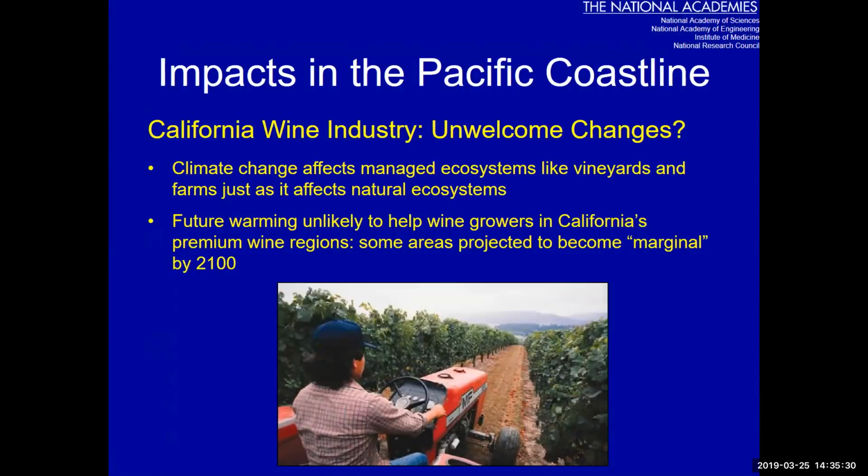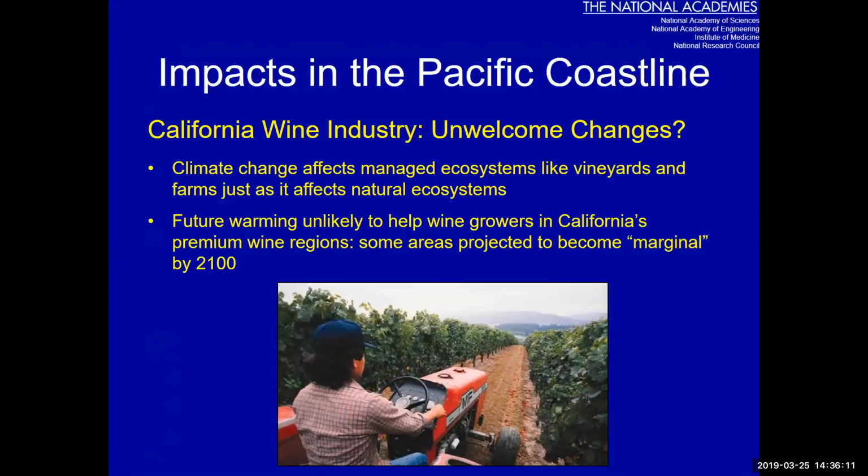So let's shift our focus now to looking at some of the impacts in various regions of the US. And we'll start on the West Coast and Pacific coastline. And California, for example, has a very lucrative agricultural industry, and that includes the very famous wine industry in California. And grapes, particularly those grown for wine, tend to have very specific requirements of temperature, soil, rainfall, humidity, and sunlight. And those combinations of conditions are changing.